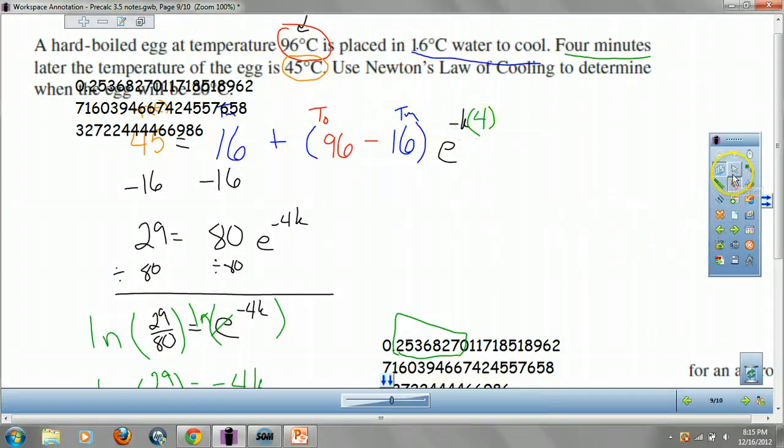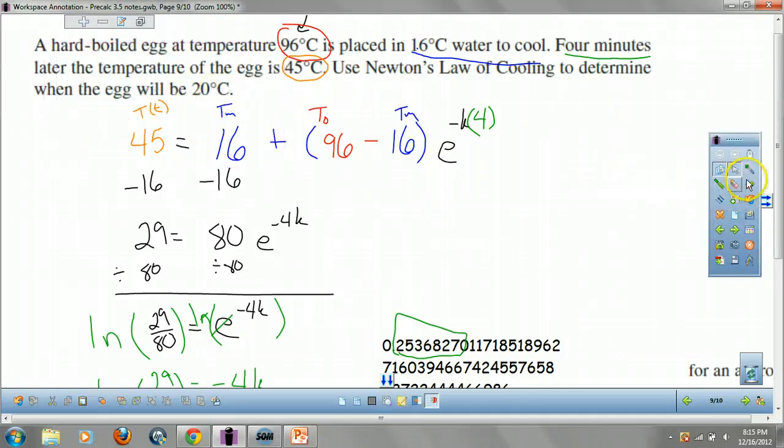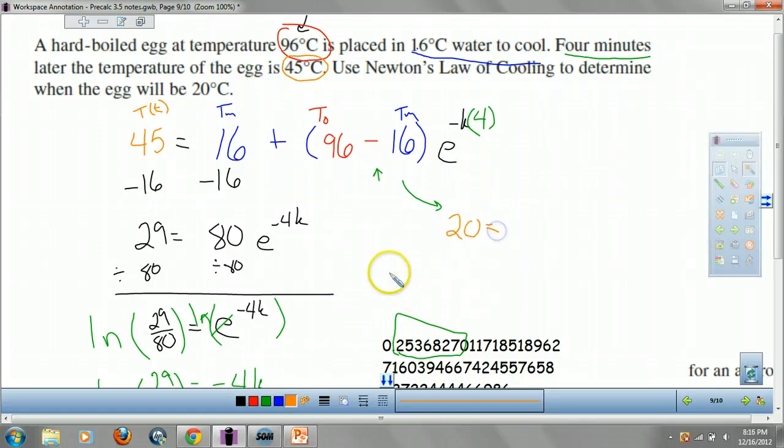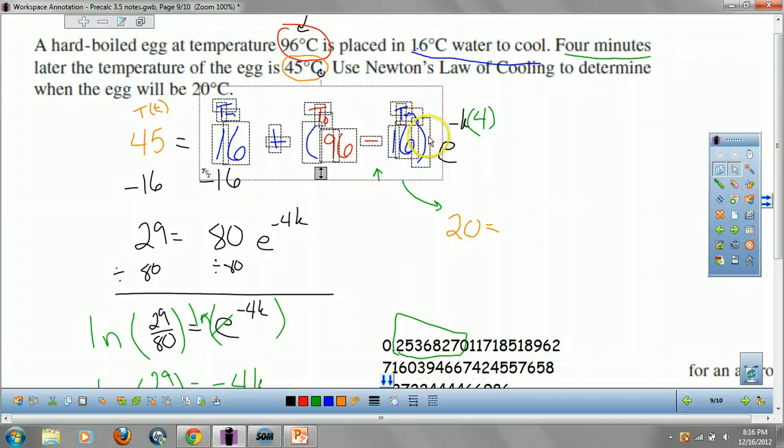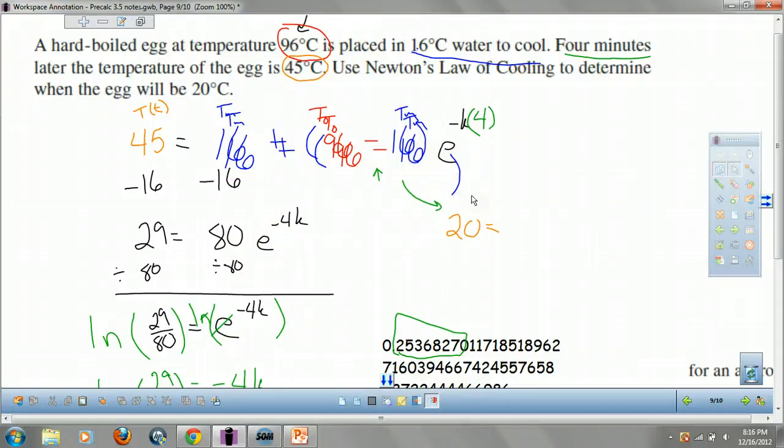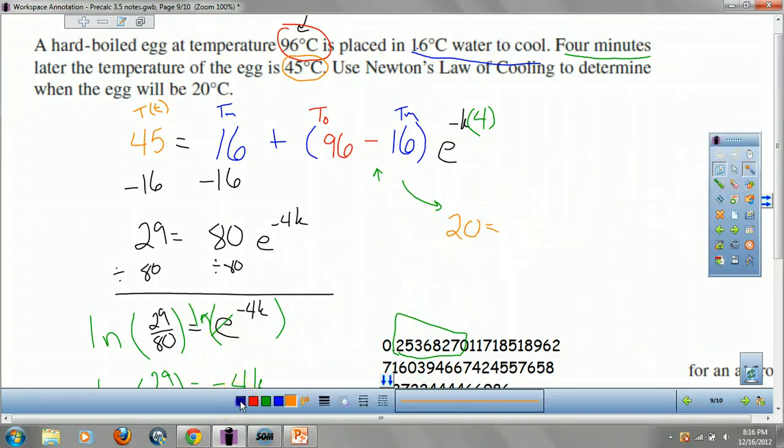No, because the question is, how long until the egg's 20 degrees? So we go up to our original formula. Now we aren't looking for when it's 45, we're looking for when it's 20. So we take this formula and write everything the same, except instead of 45, that's going to be 20. So 20 equals my 16 plus 80 e, 80 because 96 minus 16, guys.